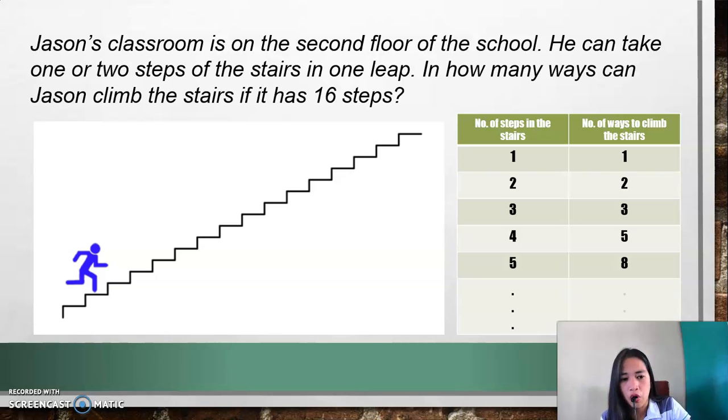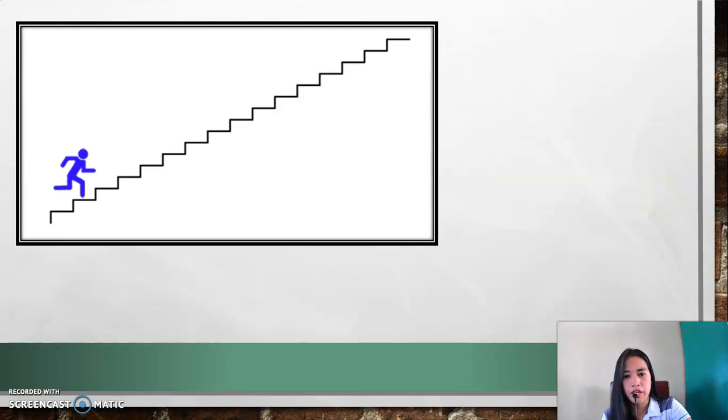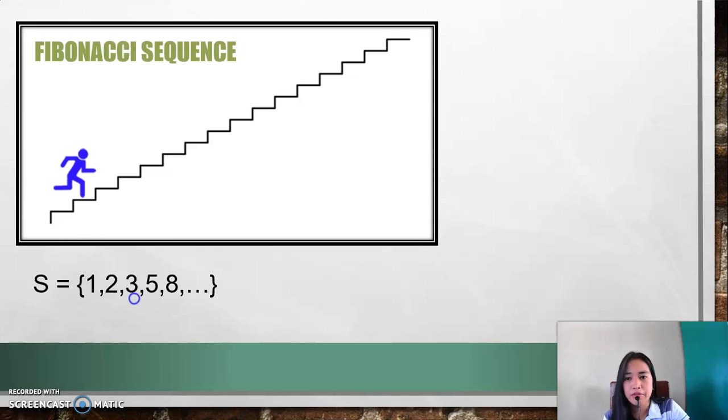And so on. So how did we obtain 8? Simply we just add 3 and 5. How did we obtain 5? Simply we just add 3 and 2. How did we obtain 3? Simply by adding 1 and 2. And this is a sequence, particularly the Fibonacci sequence. I know this is very familiar to you. So from this, what is a sequence?